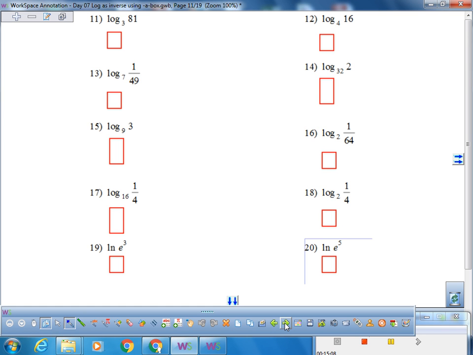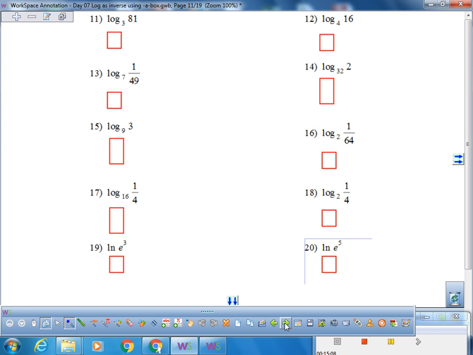4 to the what makes 16? It's getting bigger. Just ask yourself, if you ever get stuck, 4 to the what makes 16? Always do this number.